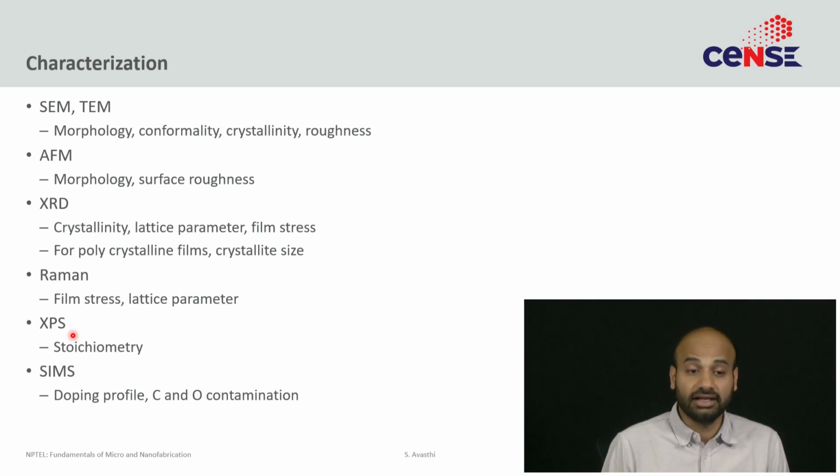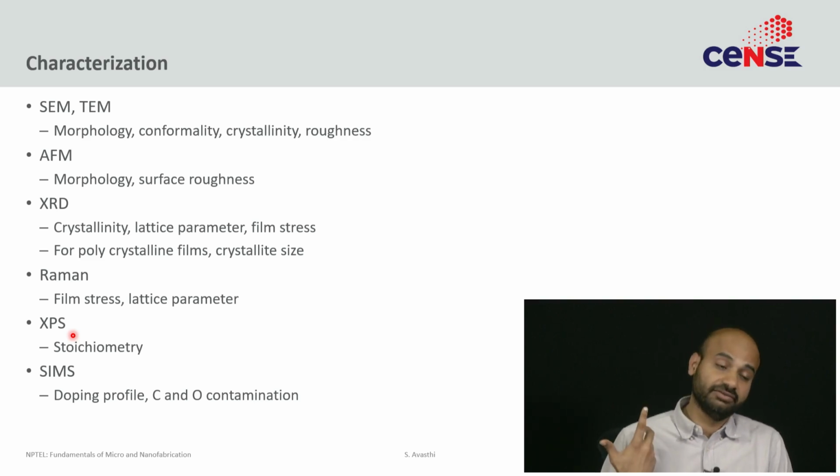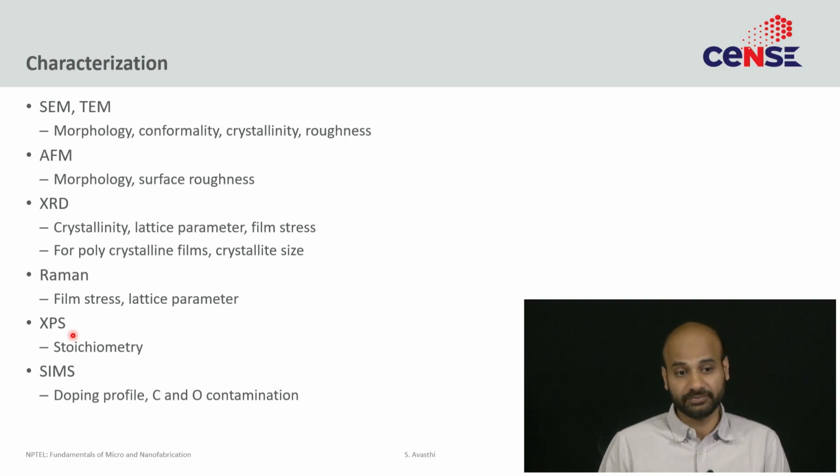XRD is very important. It allows you to look at crystallinity, orientation, what is the lattice parameter, is it lattice matched, not matched, what is the film stress. You can look at Raman. Raman tells you a lot about whether you have a substitutional impurity or not, what your stress in the film is, what your lattice parameters are.